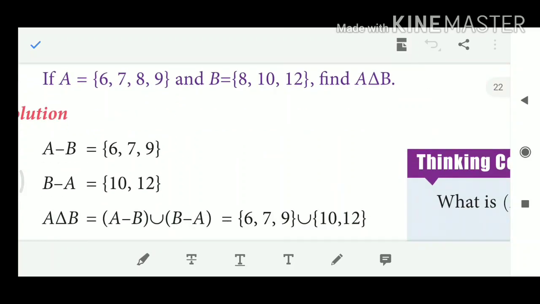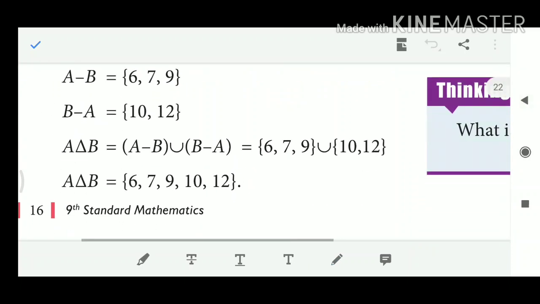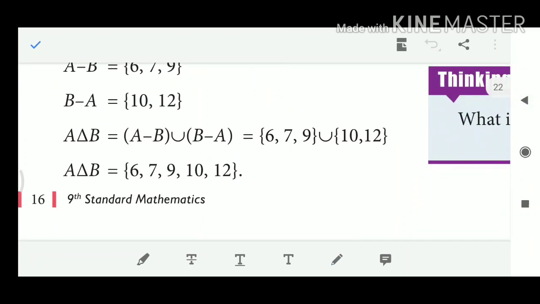Here A is equal to 6, 7, 8, 9 and B is equal to 8, 10, 12. Find A symmetric difference B. First we have to find A minus B. Here A minus B is equal to 6, 7, 9. We have to neglect the common element 8. Then B minus A is equal to 10 and 12. Here also we have to neglect the 8. Then A symmetric difference B is equal to 6, 7, 9 union 10, 12, which gives the answer 6, 7, 9, 10 and 12.